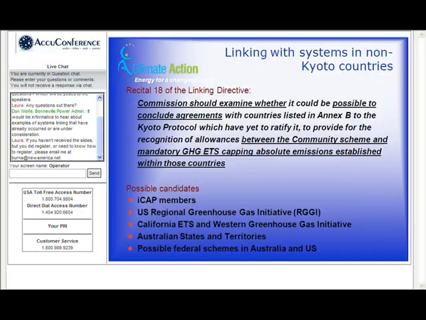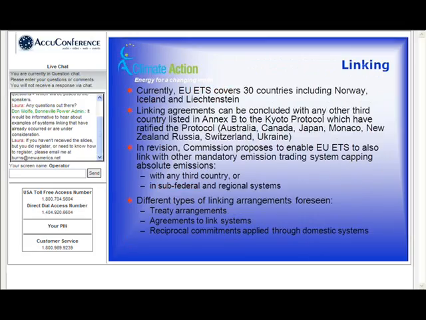If I move forward a slide, already in 2004, we started considering whether this approach of Kyoto or bust was the right approach to take. And the European Parliament wanted us to examine whether our system could be linked up to regional trading systems that are emerging. And at the bottom of this slide, obviously, the candidates at that time are listed. This is something we've been looking into. I'll come to it in a later slide.